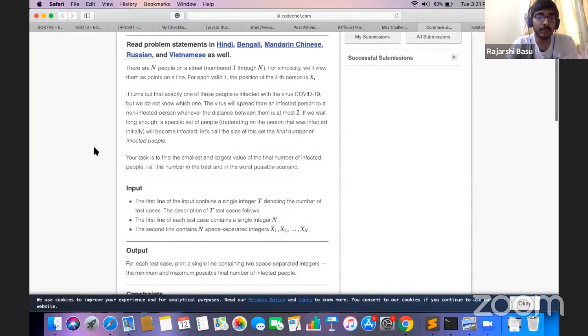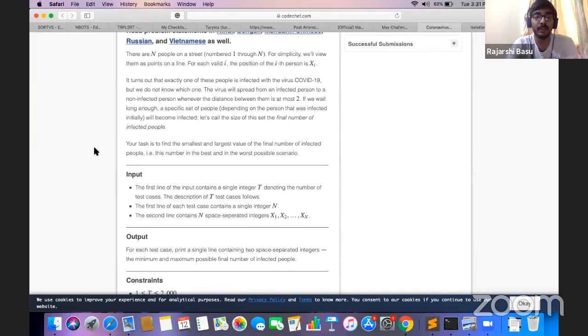So in this problem, it's basically given that there are n people on a street. Every person is identified by a value xi, and there's this COVID virus which can spread from one person to another whenever the distance between the two persons is at most 2. So it is asked that if we wait long enough, and let everyone who can be infected be infected, let's call the size of this set the final number of infected people.